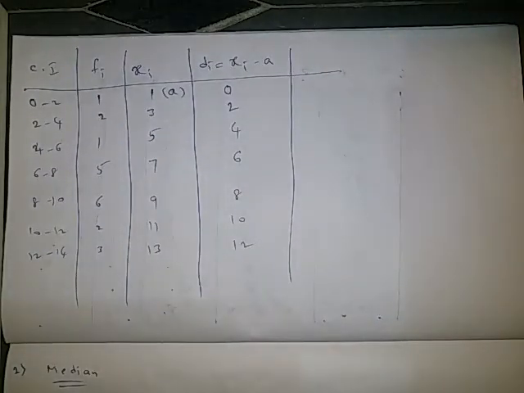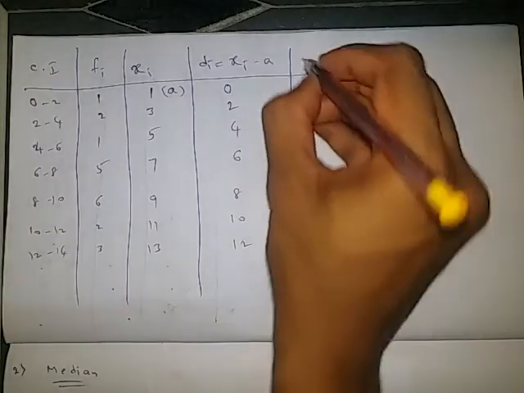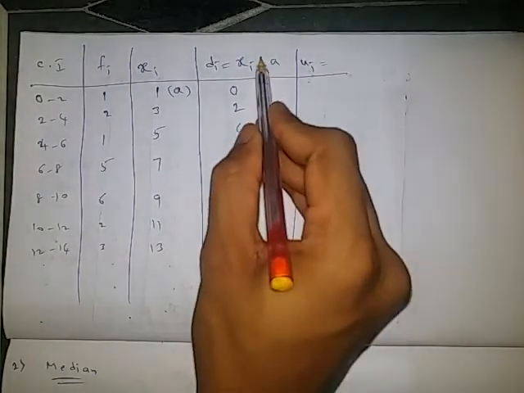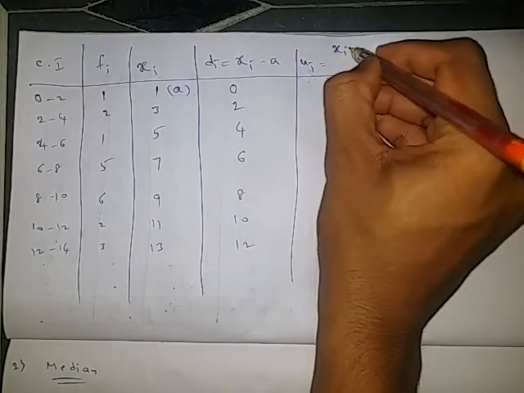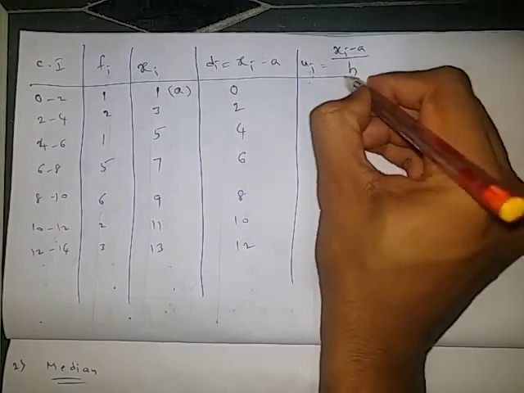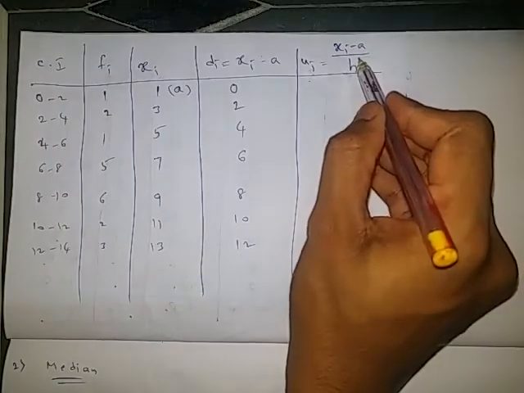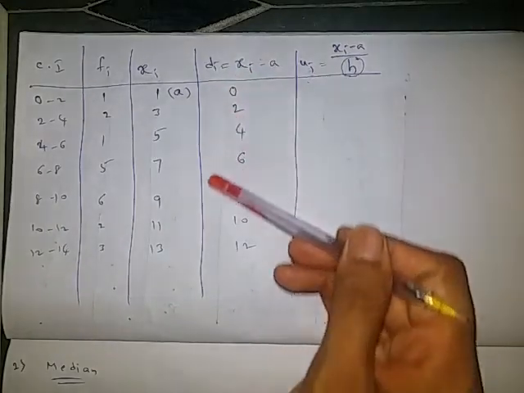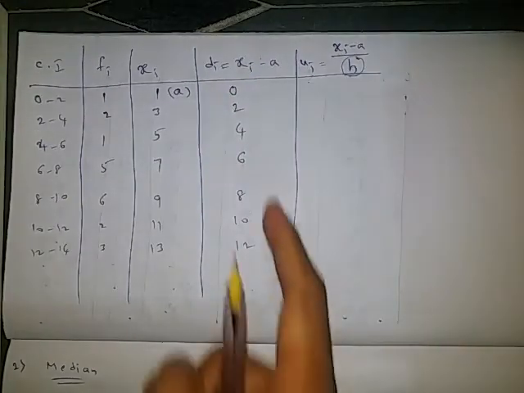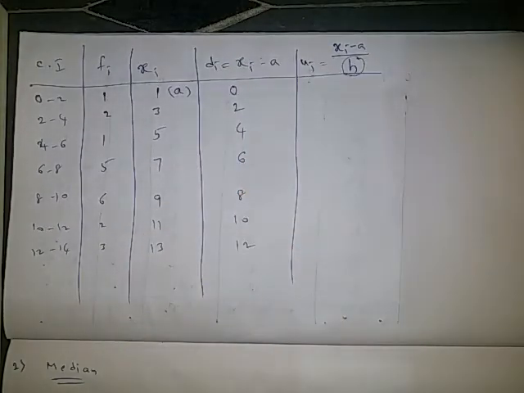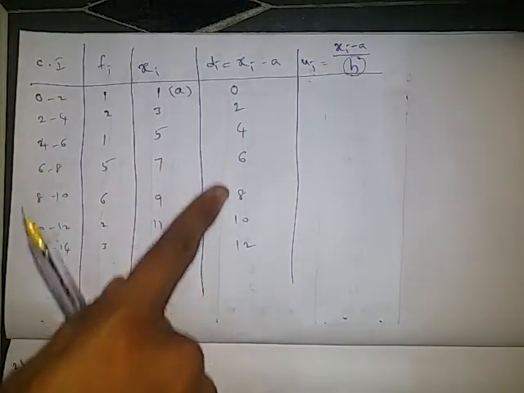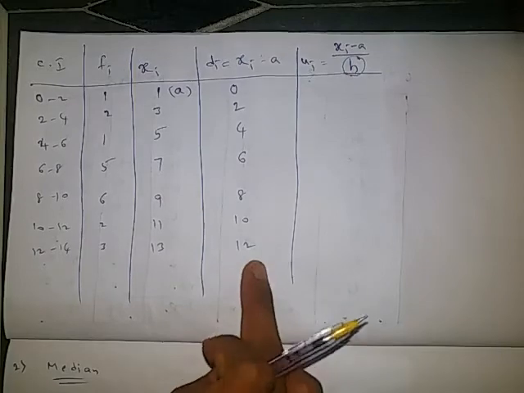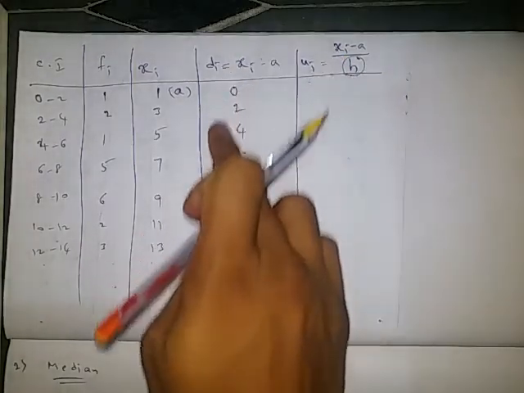Next, after finishing this di, we need to find the ui. This ui is nothing but this fourth column, xi minus a, divided by some constant h. This constant h we need to find out now. Observe this fourth column, all the numbers. All these numbers will come in the 2 table. Every number will come in the 2 table. So that h is nothing but 2 here. In every problem that h value will change based on the fourth column.